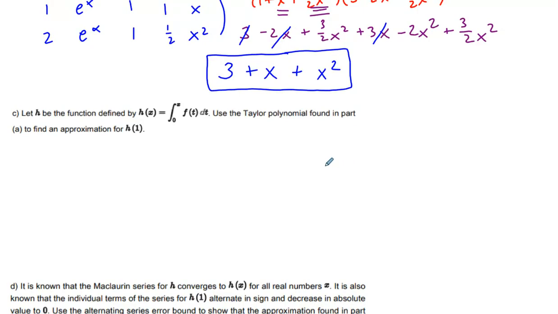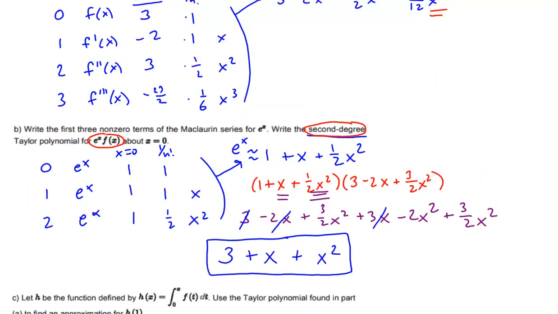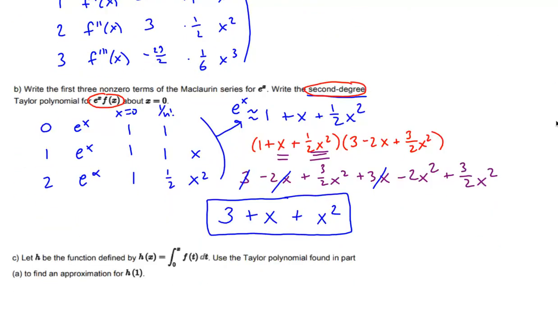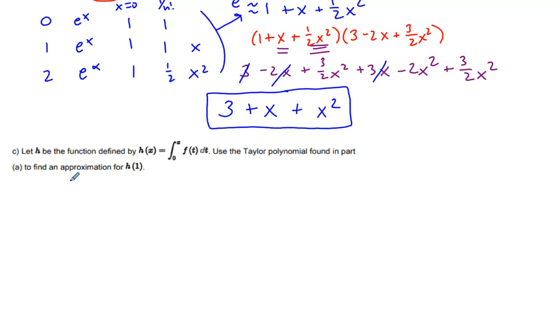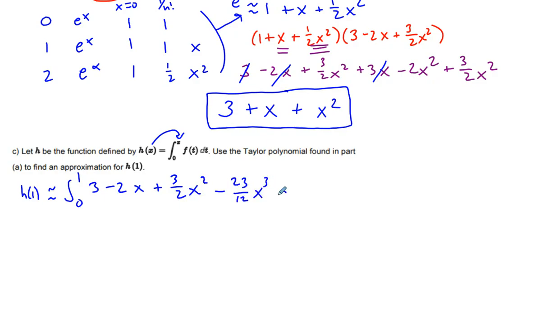This is number 6. C is asking us now to use the Taylor polynomial we found in part A to approximate h of 1. So we are integrating the Taylor polynomial. So we're going to come back and take the polynomial we had, which is negative 23/12, so we'll throw that in here. We're looking for the integral then, h of 1 would be approximated 0 to 1. X is 1 here. And we'll put in our f of t, which is 3 minus 2x plus 3 halves x squared minus 23/12 x cubed dx.